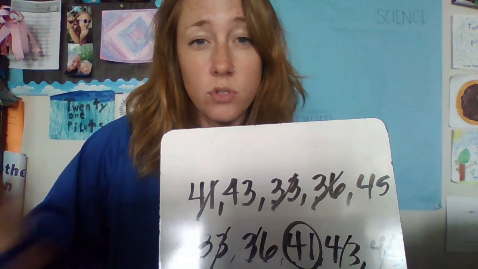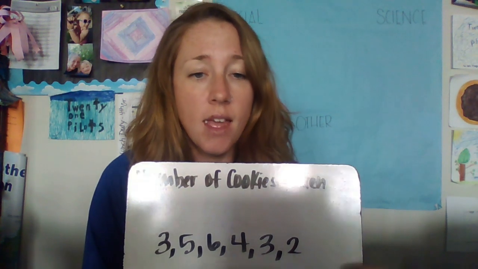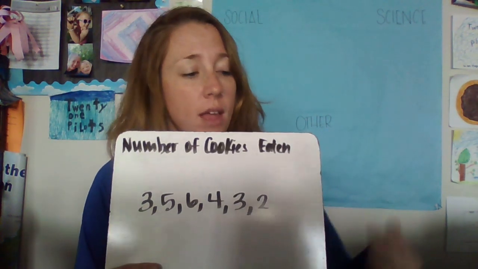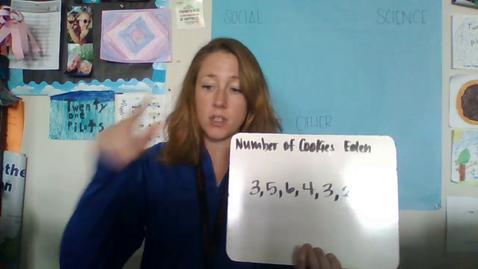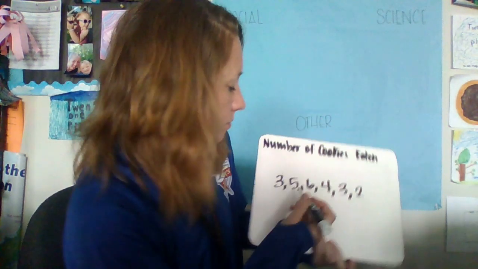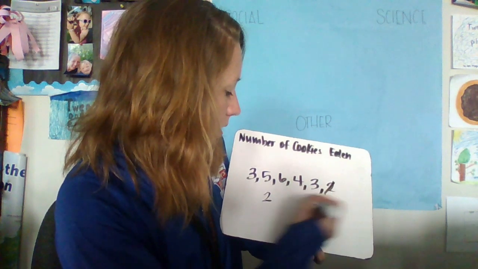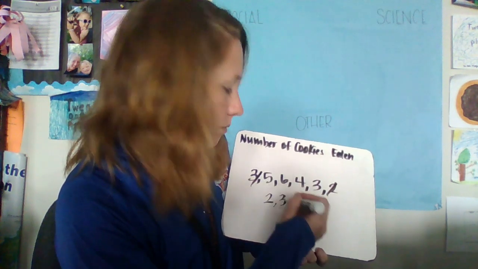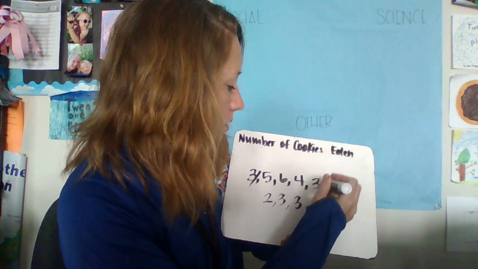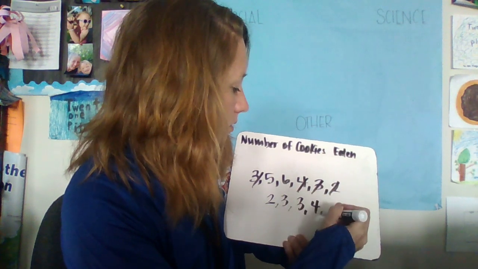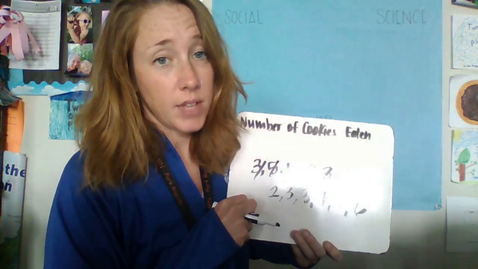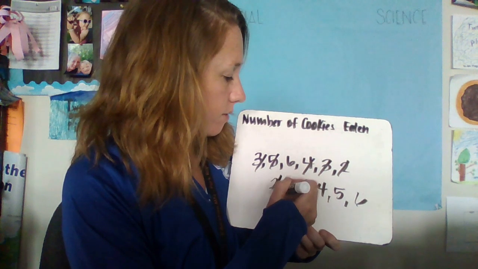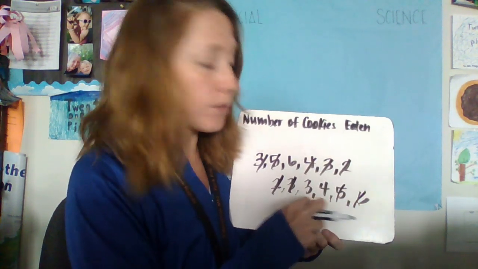I'm going to show you what to do if you have an even amount of numbers. So let's say I was finding data for this number of cookies eaten, and I have had 6 people, and somebody ate 3, somebody ate 5, somebody ate 6, somebody ate 4, somebody ate 3, somebody ate 2. First step, put them in order from least to greatest. So I have 2, I have 3, I have another 3, I have a 4, I have a 5, and I have a 6. Okay, I have an even number, so I'm going to find my middle number. There's 2 in the middle.